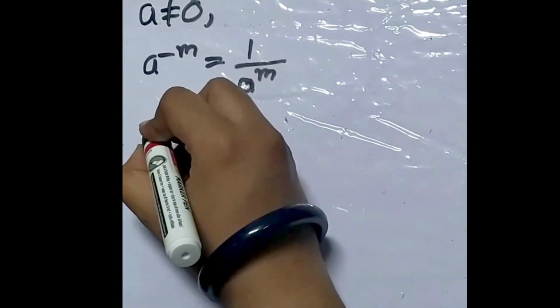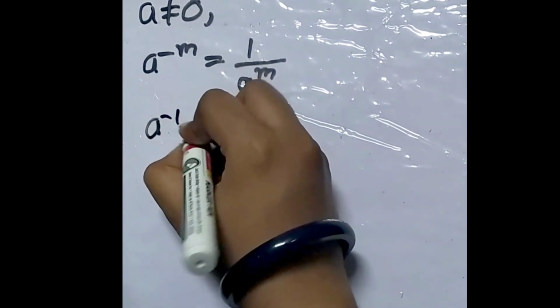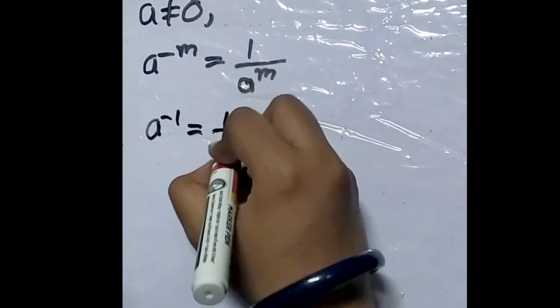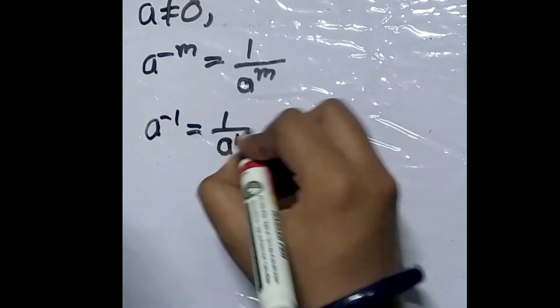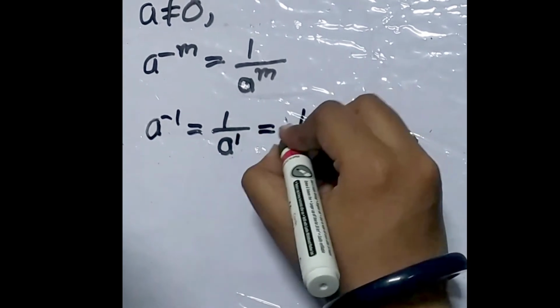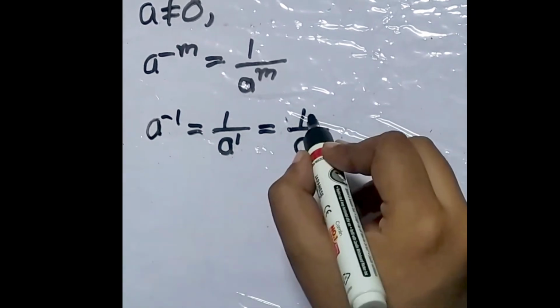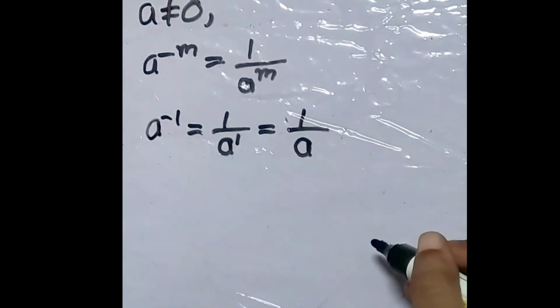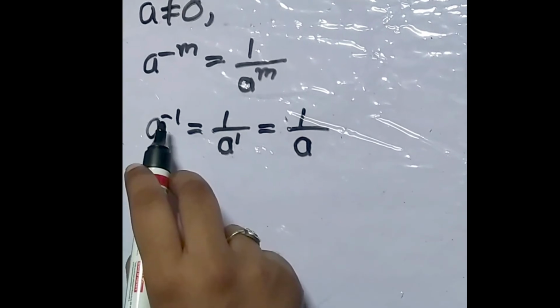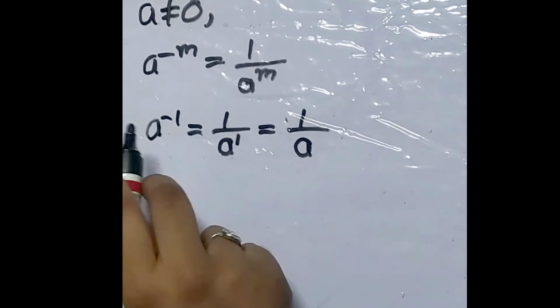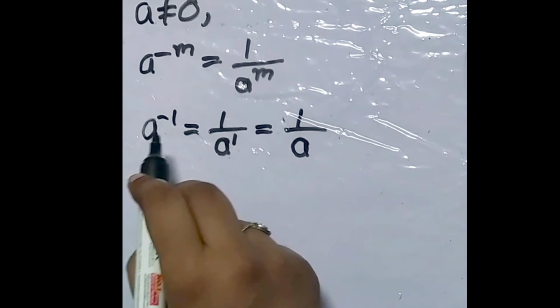Now a raised to minus 1 will be 1 upon a raised to 1. A raised to 1 is equal to a, so it is 1 upon a. So a raised to minus 1 will be the reciprocal of a. A raised to minus 1 is called the inverse of that number, the multiplicative inverse.